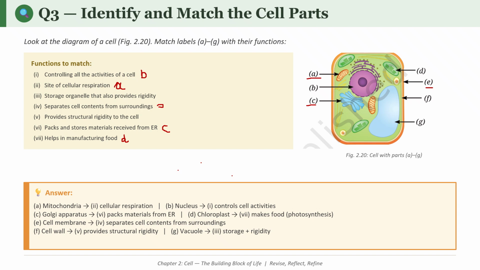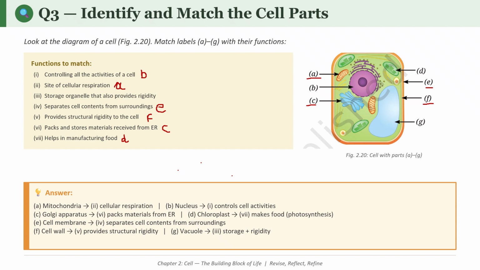So this is E. And then F. F is the cell wall. So what does the cell wall do? It gives rigid nature to the cell. So where is it, can you spot it? Yeah, it's here. Fifth one. It provides structural rigidity to the cell. So this is F.